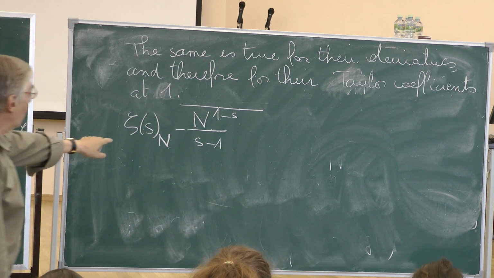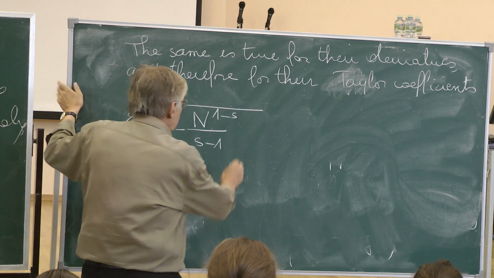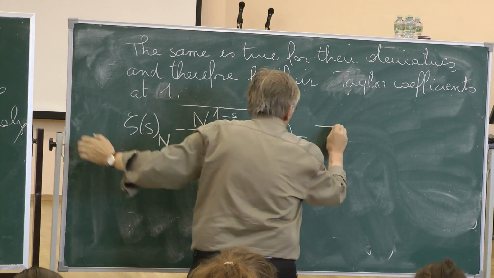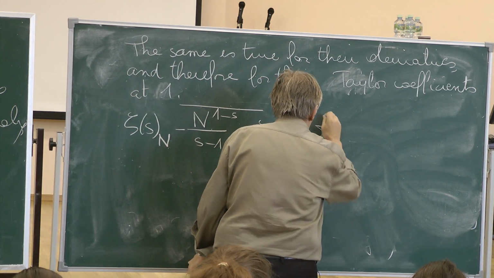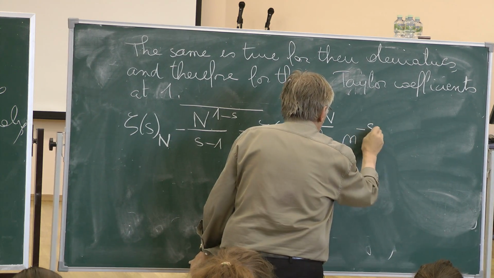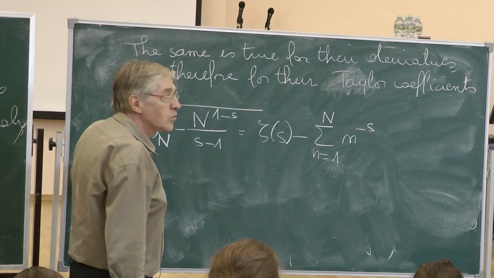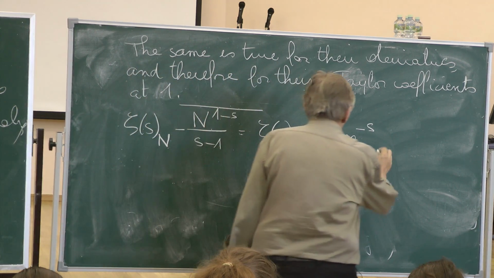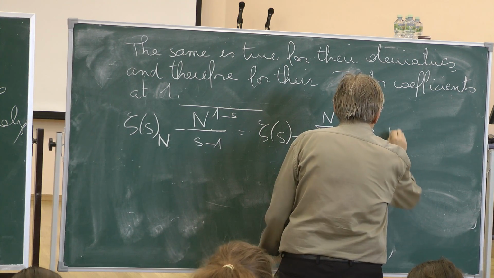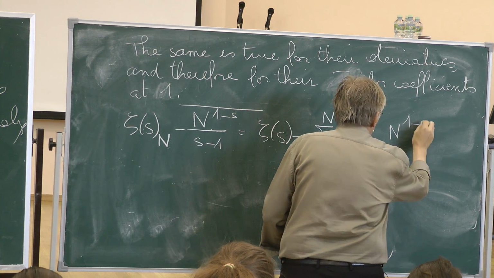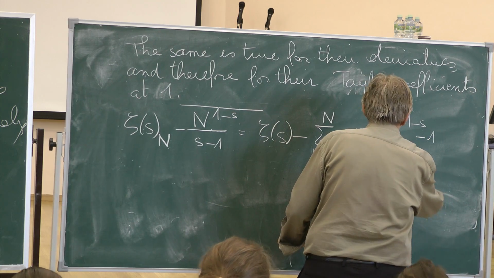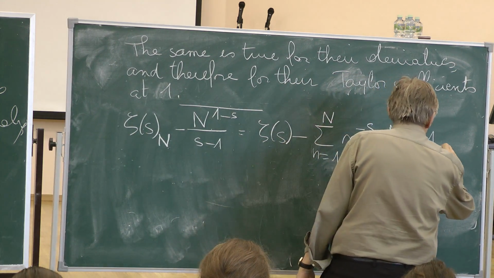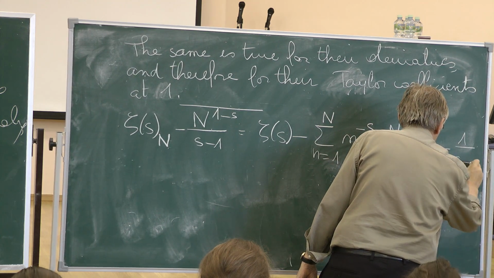So you have to remember what is zeta s index n. It means it is zeta of s minus the sum that you stop at capital N, n to the minus s. This is the first term. And then I have the second term, and the second term, I will write it minus capital N to the minus s minus 1 divided by s minus 1. And then I will write minus 1 over s minus 1.